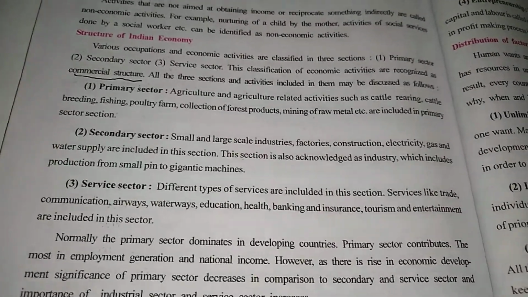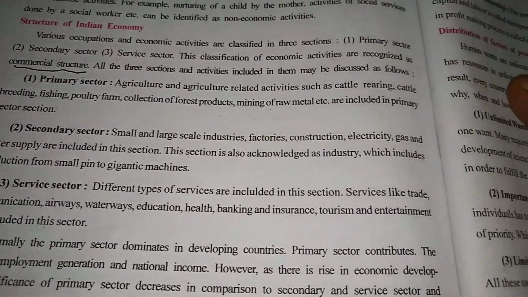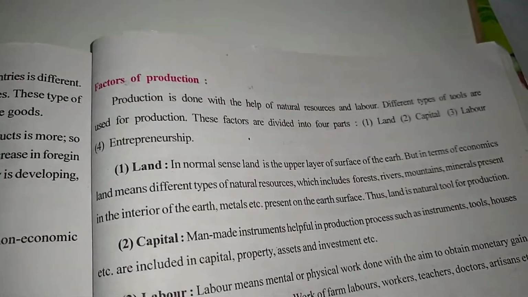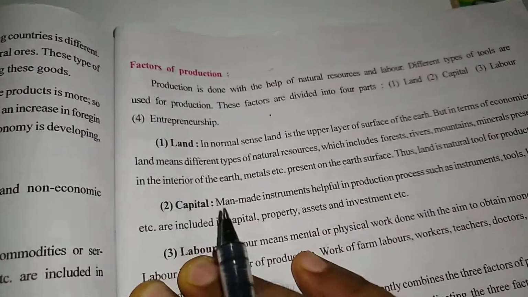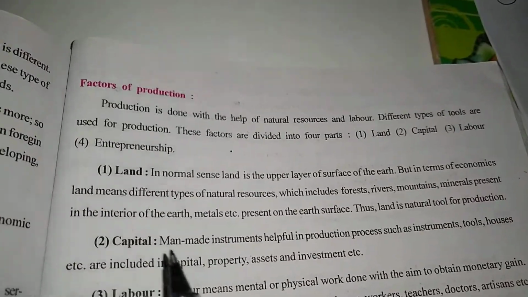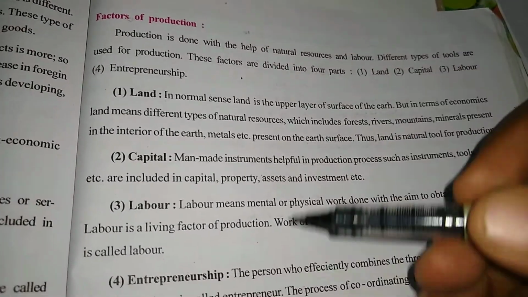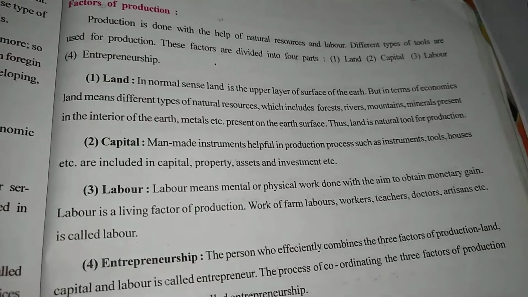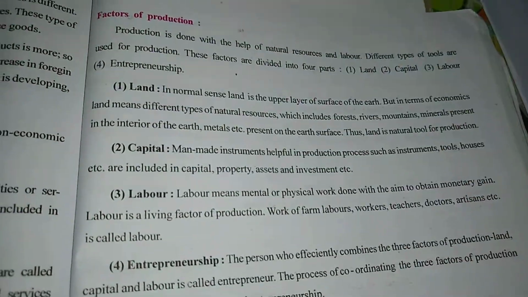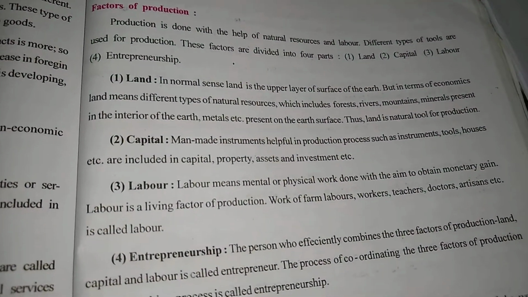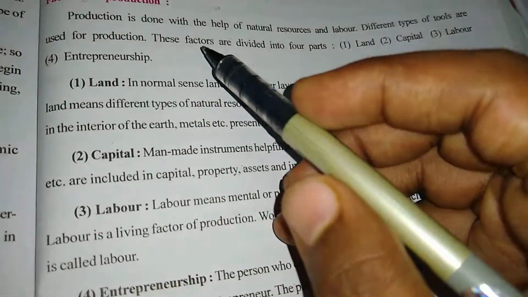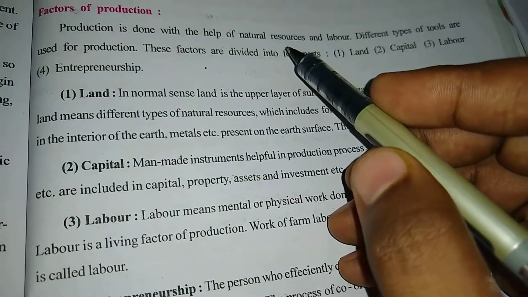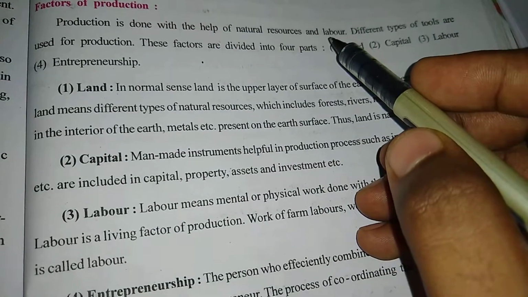Okay. Now we move on to the factor of production. This question can also be asked for 3 marks. So please learn properly. And at the end of this explanation, I will give one formula for how you remember these 4 points. So first we talk about factor of production. Now production is done with the help of natural resources and labor.